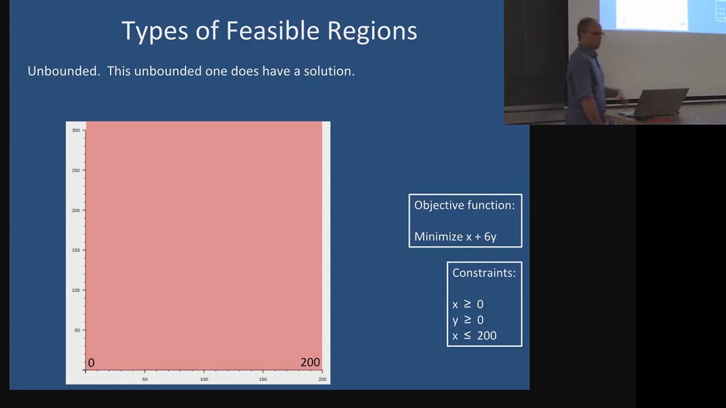So you can have a bounded, finite feasible region, and there's guaranteed to be an optimal solution. You can have a completely infeasible program, and there is no solution. You can have an unbounded feasible region, and it may or may not have a solution. It just depends on the details. Okay? All right.